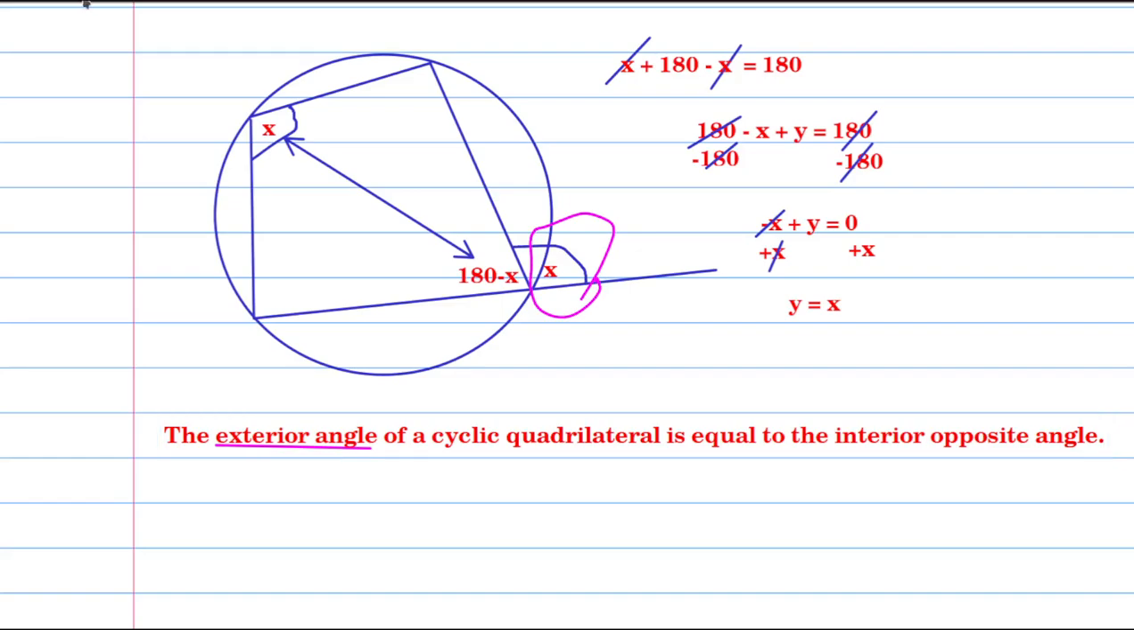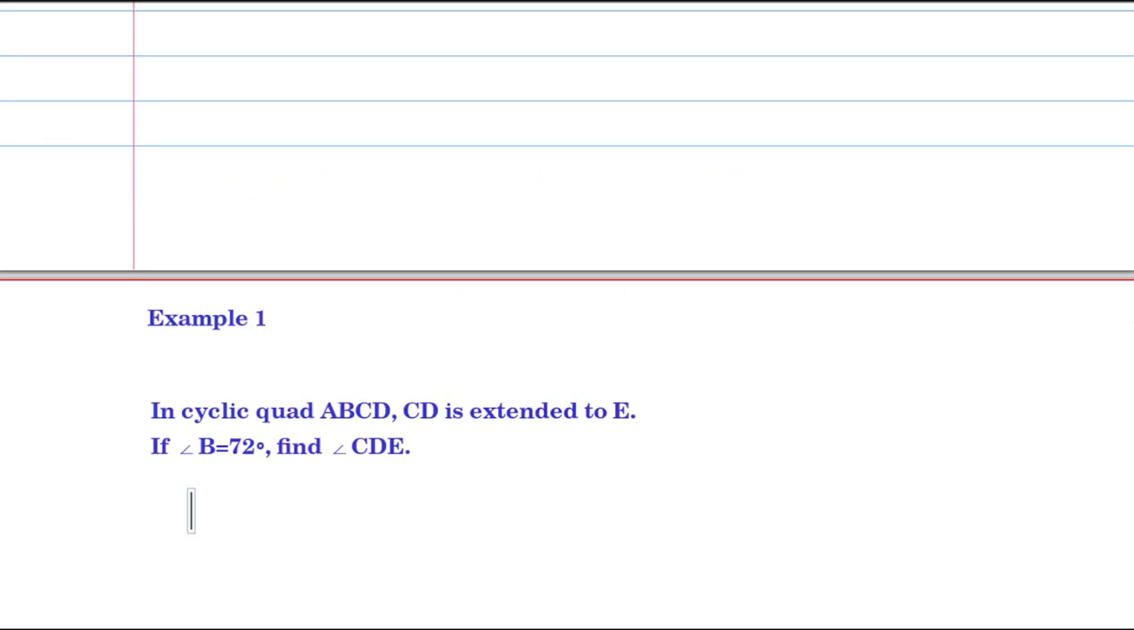So the interior opposite angle we are referring to is this one here. So basically that's the theorem. Let's go straight to examples. Now here is our example number 1.